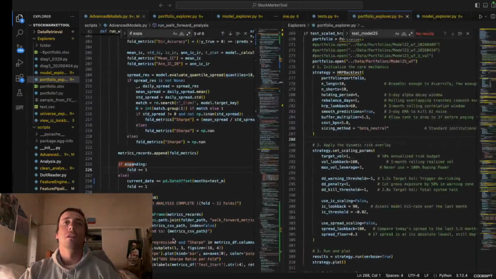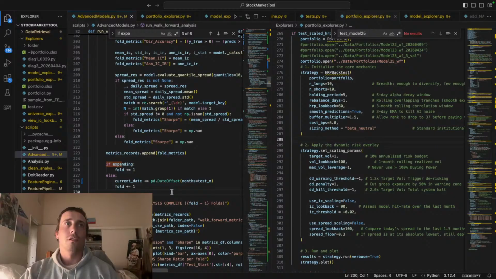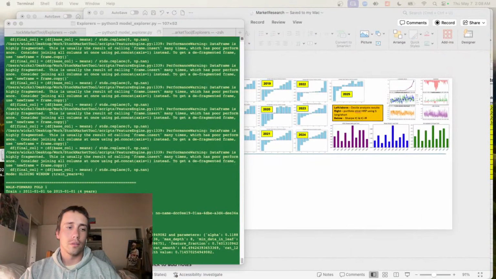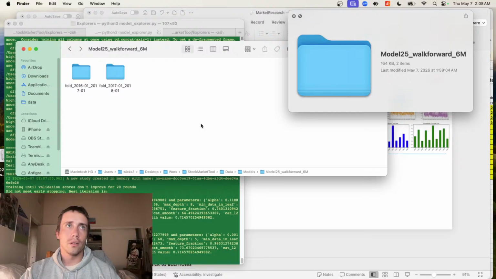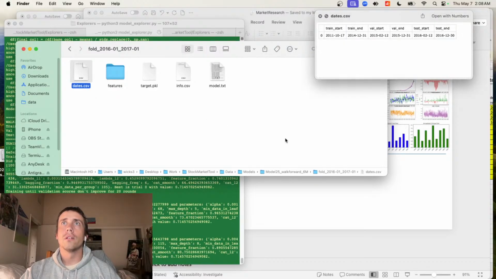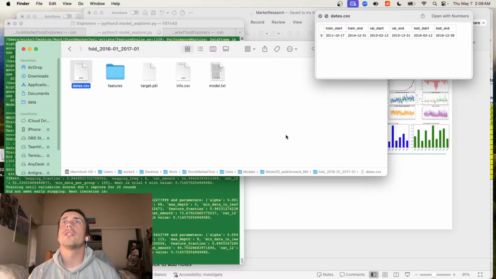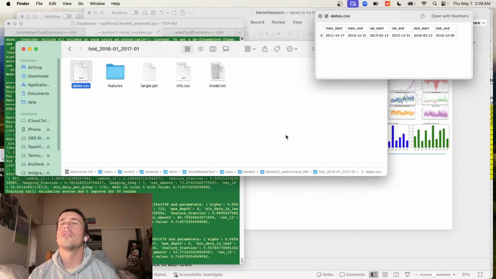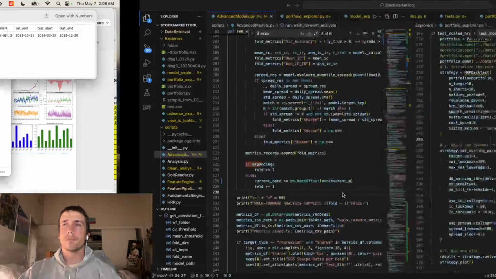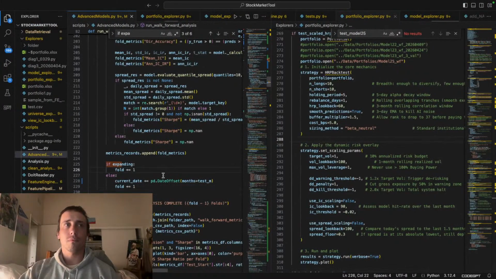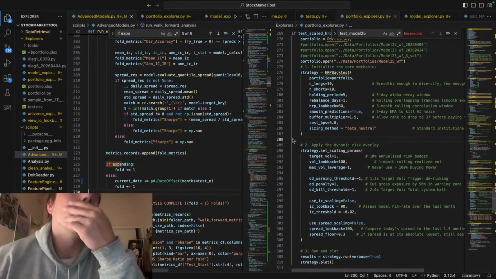What the fuck? So validation data. Let's see if anything's saved. Train start 2011 10/17, train end 2014 12/31, val start 2015 2/12. Okay. It's gonna drive me fucking nuts.